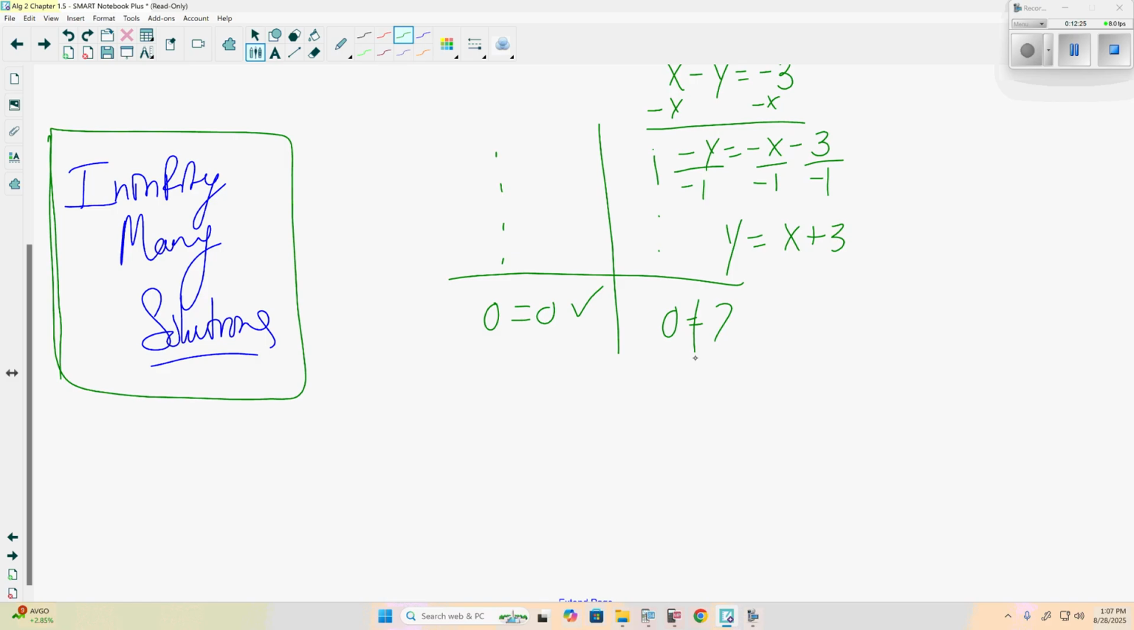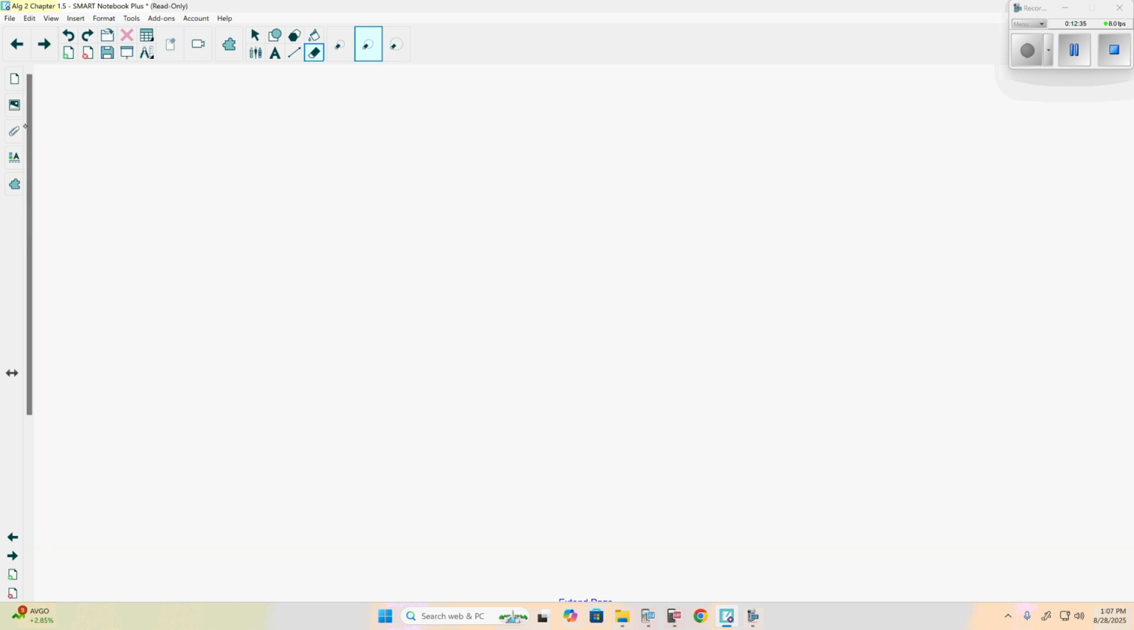Just because you do get one 0 equals 0 doesn't mean the other side's going to work too. Now, here, if we got z equals 0, still infinitely many, still works, both give us a true statement. But as soon as we get a false statement, we are done. Make sense? You ready to look at the next one?